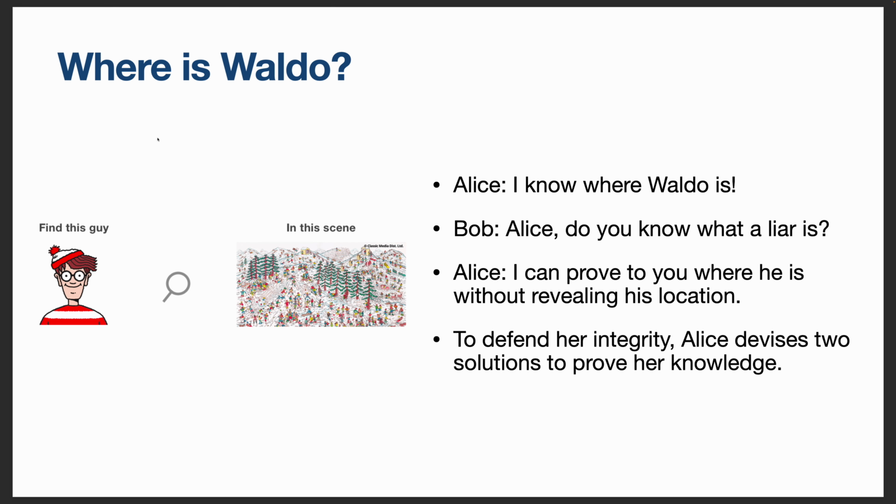So let's take an easy example to grasp the idea. This is a well-known example you may have heard about. Let's find Waldo in this amazing map. Alice might say, I know where Waldo is, but Alice does not want to reveal the exact location of Waldo. Bob might ask, well, Alice can be a liar, right? So prove yourself. But Alice does not want to reveal the exact location, yet wants to prove that she knows where Waldo is. So Alice can say, yeah, I can prove to you where he is without revealing his location. Alice has two ways to defend her integrity that she knows the location of Waldo.